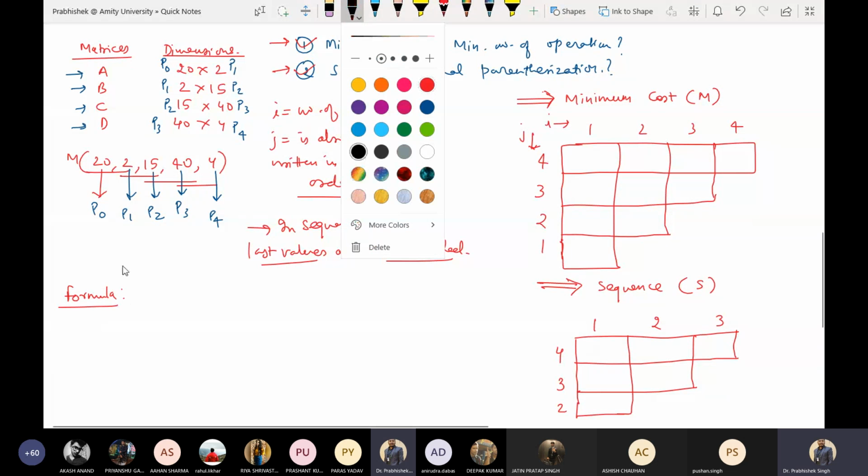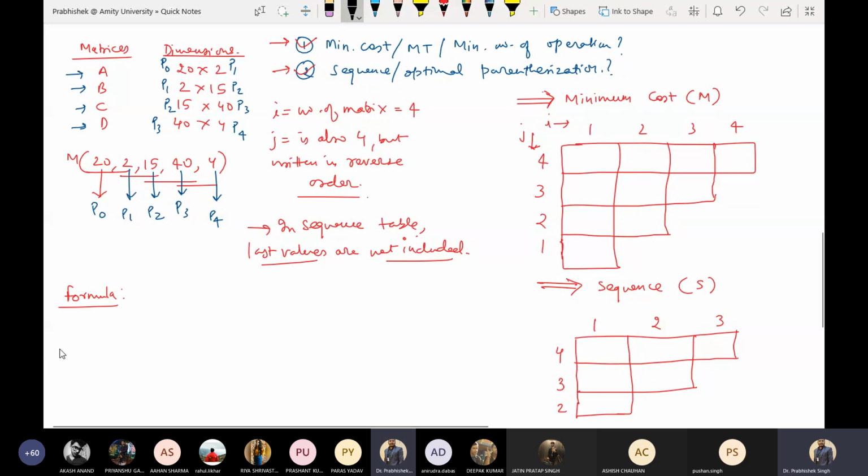Okay, now I will explain what the formula is. Let's say the formula is m i comma j. You are multiplying two matrices, i comma j. It will be equal to the minimum of... you have to calculate two terms. First of all, it will be 0 if i is equal to j. So what is i and what is j?